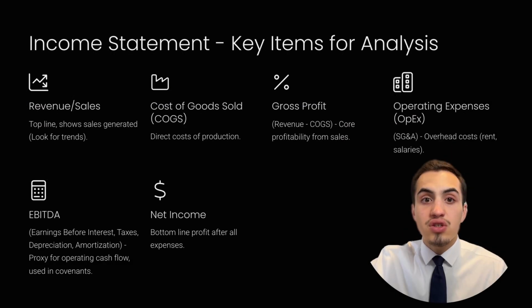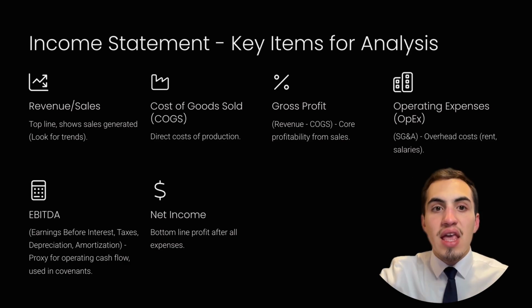Key lines we analyze on the income statement include revenue. We want to see stable or growing trends. Operating expenses, like selling, general, and administrative expenses, show the overhead required to run the business. EBITDA is a very common metric used as a proxy for operating cash flow before financing costs and taxes. It's often used in loan covenants. And finally, net income is the bottom line profit after all costs are accounted for.